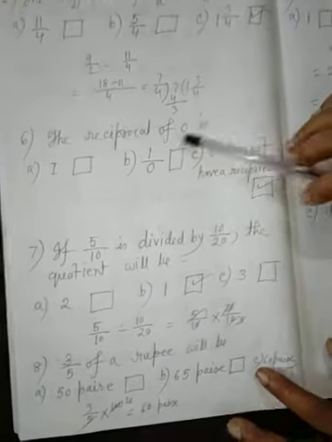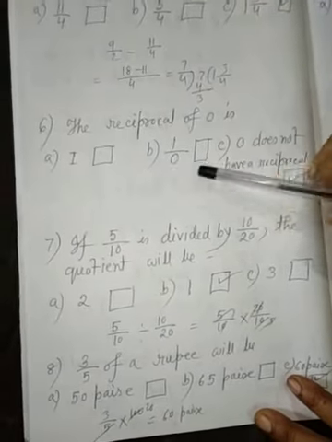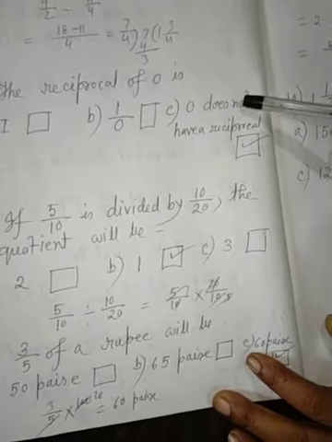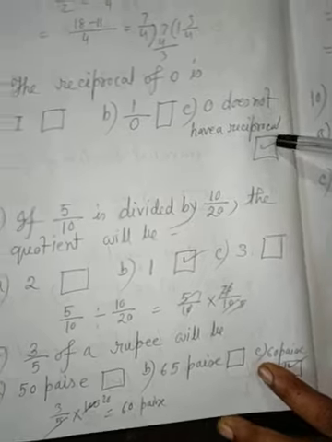6. The reciprocal of 0 is: A. 1, B. 1 by 0, C. 0 does not have a reciprocal. This is the correct answer.